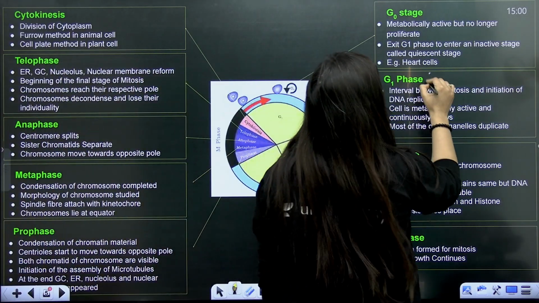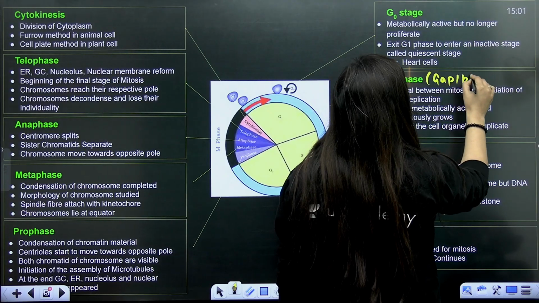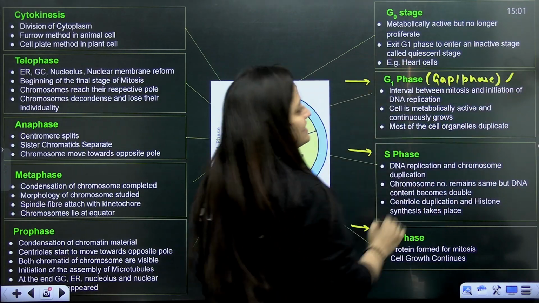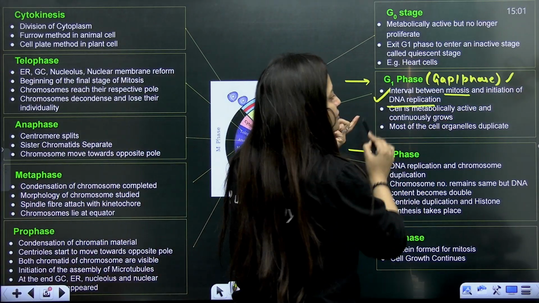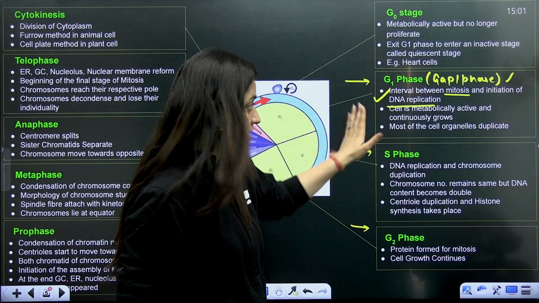The G1 phase is also known as the gap 1 phase. It is also known as the growth phase. It is a phase in between mitosis and initiation of DNA replication. That is a PYQ.